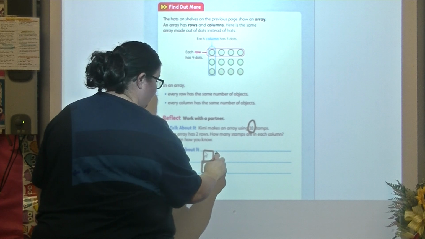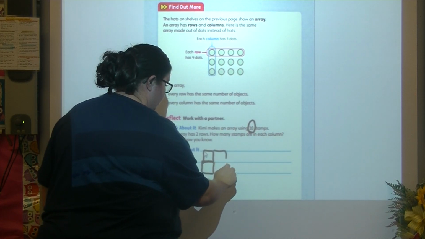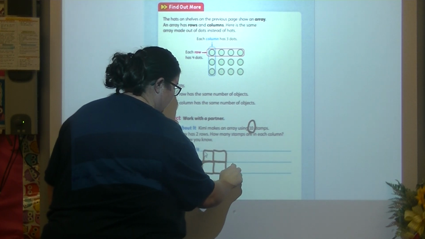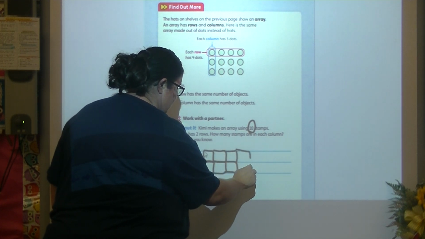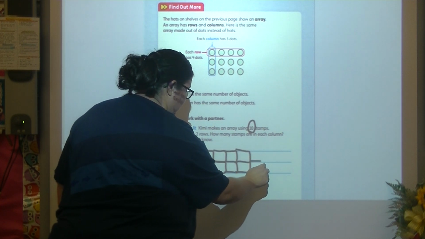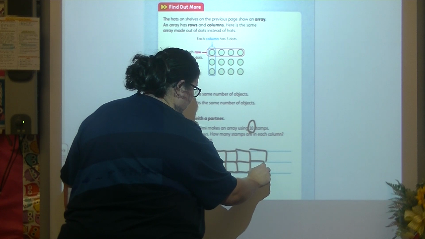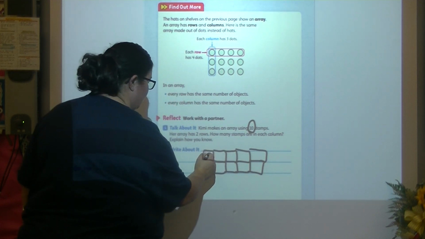1, 2, 3, 4, 5, 6, 7, 8, 9, 10. Okay, let's figure out how many are in each row.